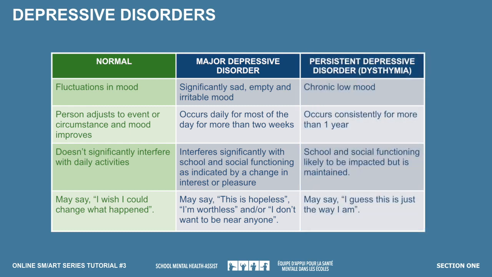Dysthymia, or persistent depressive disorder, on the other hand, is manifested by less severe symptoms than major depressive disorder, but it is persistent over time. The longer duration of the milder symptoms can impact daily activities and be just as harmful as a major depressive disorder. When these two forms of mood disorders are combined, it can be referred to as double depression.